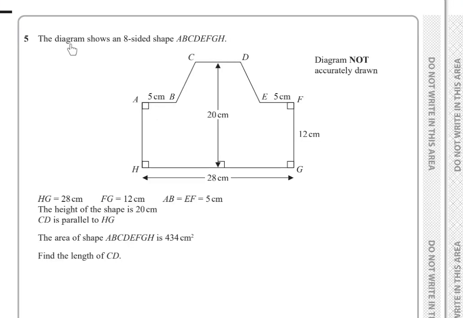Number 5. The diagram shows an 8-sided shape A, B, C, D, E, F, G, H. HG is 28 centimeters, FG is 12 centimeters, AB equals EF equals 5 centimeters. The height of the shape is 20 centimeters. CD is parallel to HG. The area of the shape ABCDEFGH is 434 centimeter square. Find the length of CD.